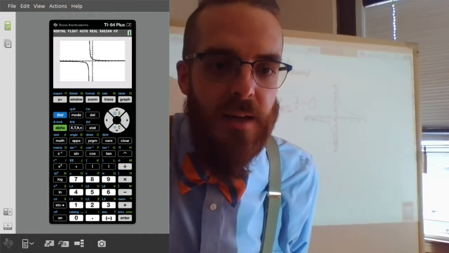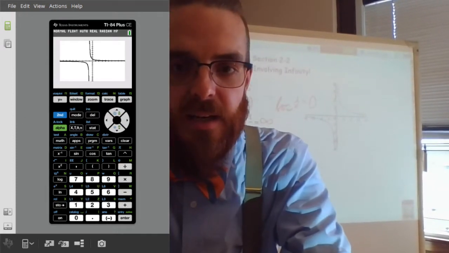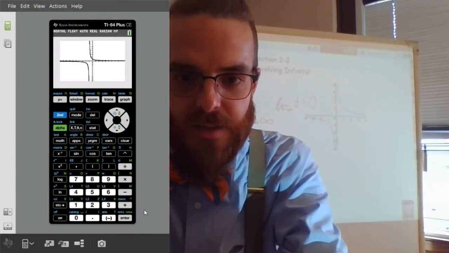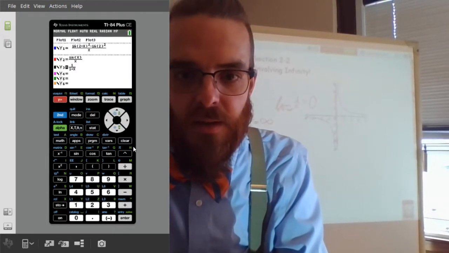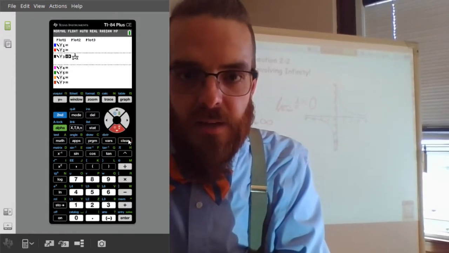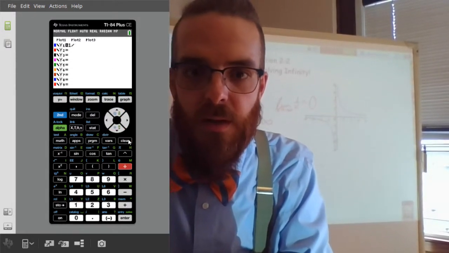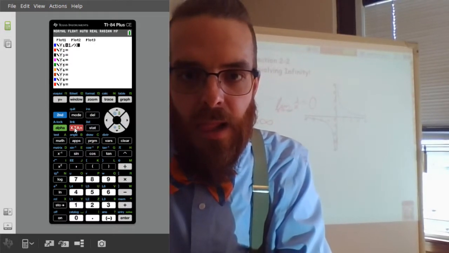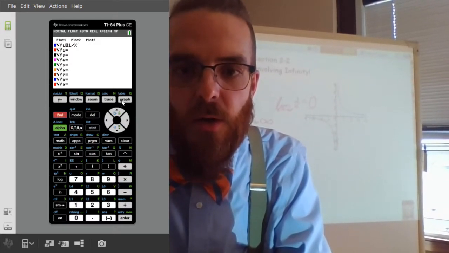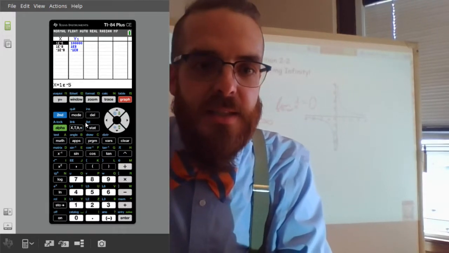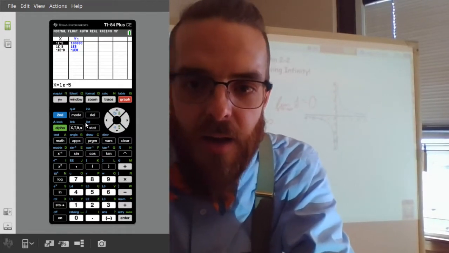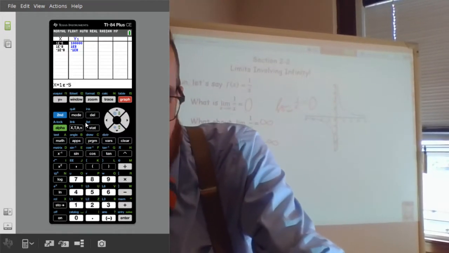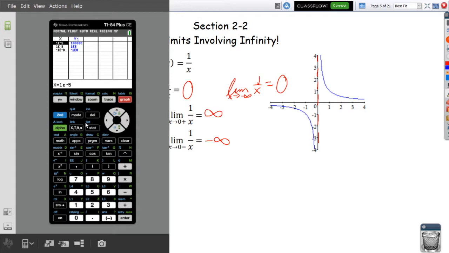So if I take out my calculator, and I apologize, I did not actually pre-populate this in my calculator. So I'm going to have to clear out all of these guys right here. And let's just do 1 divided by x. If I go up to my table, I can actually see how that's going to work. Like, let's say I'm talking about that first limit where I talk about the limit as x approaches positive infinity of 1 over x.